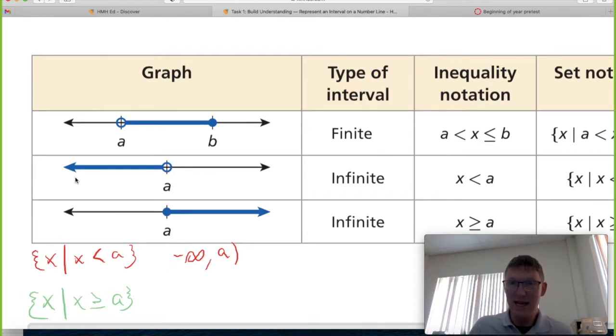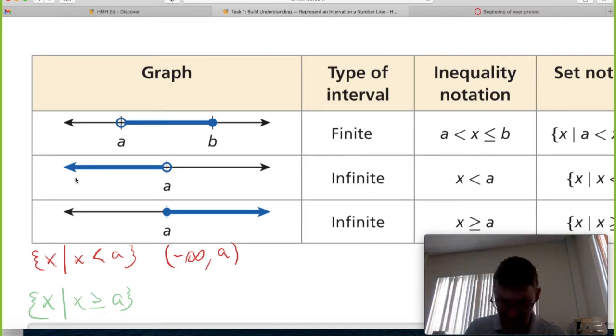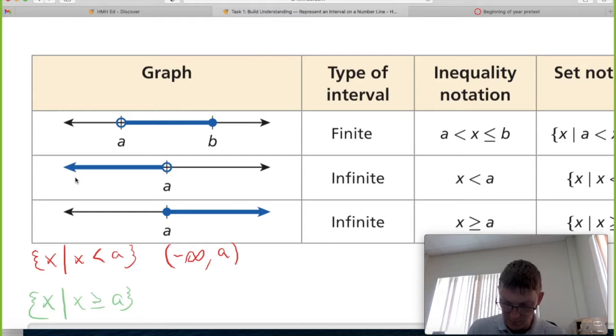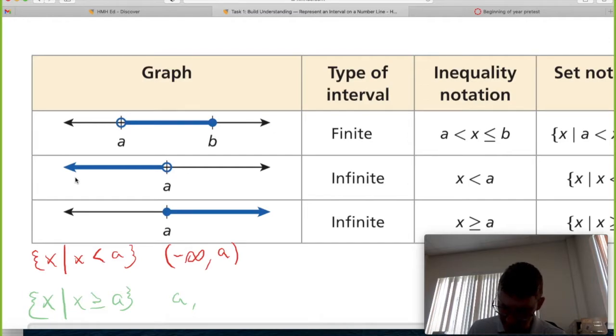Because you can't include negative infinity. Because it's a concept, it's not a number. But anyway, that is what it looks like in set notation. So then in green, for our bottom one, if we go from left to right, we've got our A, and then our interval goes all the way up to positive infinity. So I can put a parenthesis right there because it's infinity.